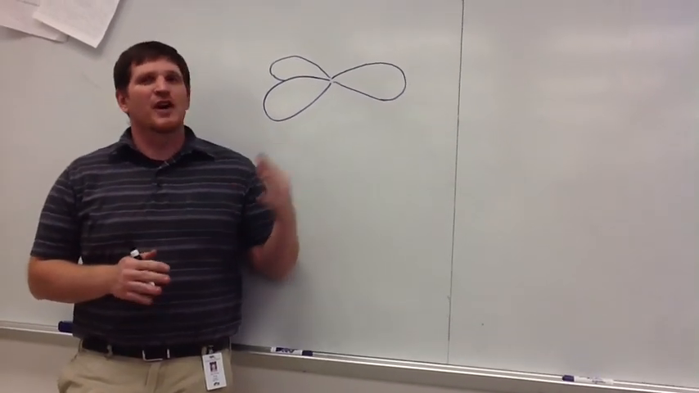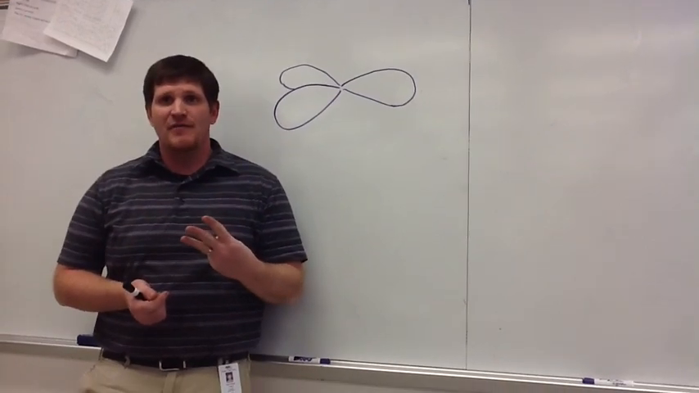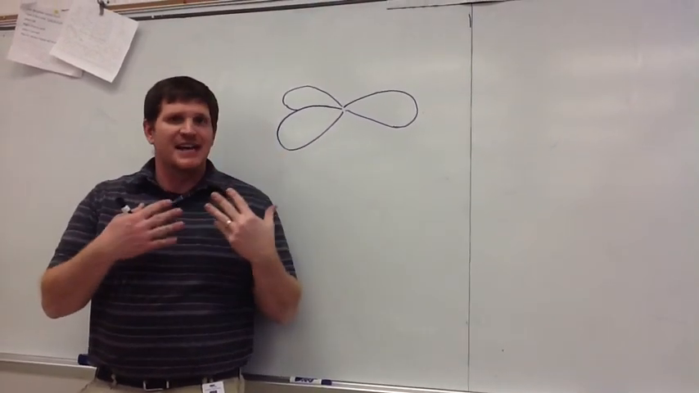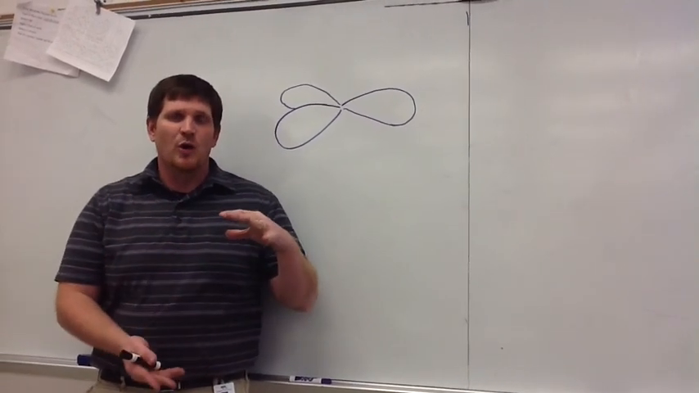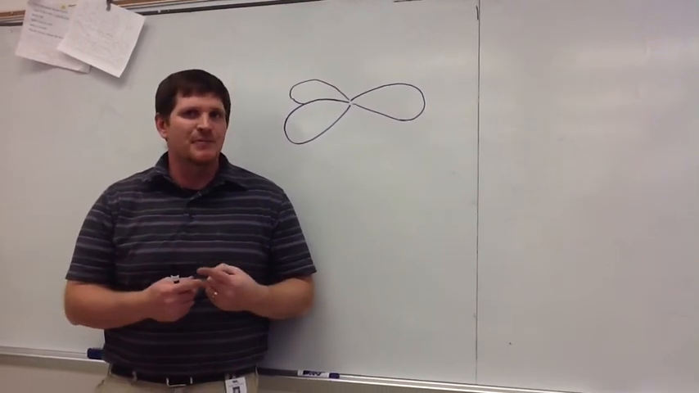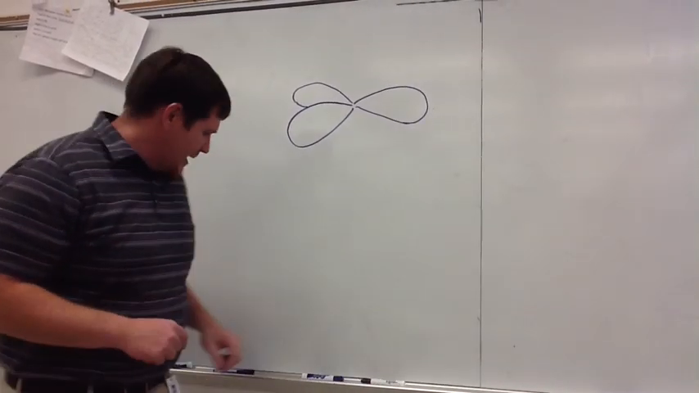Okay, now we're going to move on to sp2. sp2, remember, has 3 things coming off of it. Since it has 3 things coming off of it, what that leaves open is another p orbital to remain not as a hybrid, but just as an actual p orbital. So let's take a look to see what's happening here.